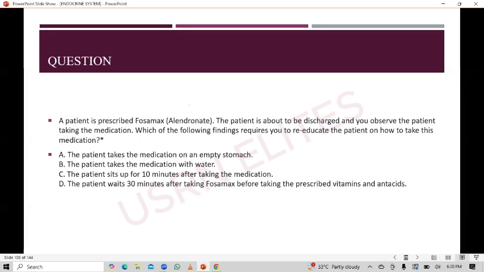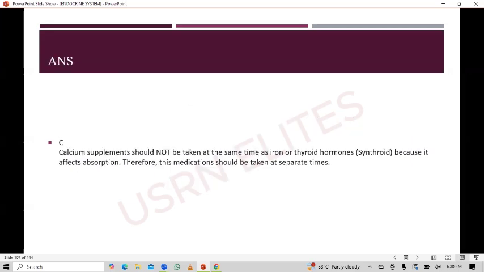I said that calcium should be taken with food. Ideally, when should you take calcium? It should be taken with food. For better calcium absorption, you have to take it once you're about to eat. You should always take it when you're about to eat. Okay.